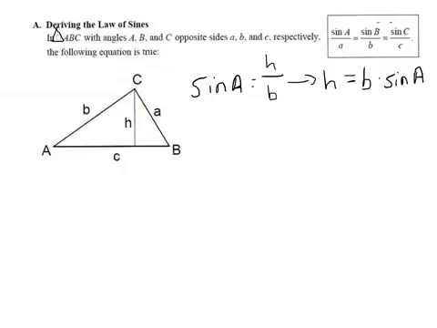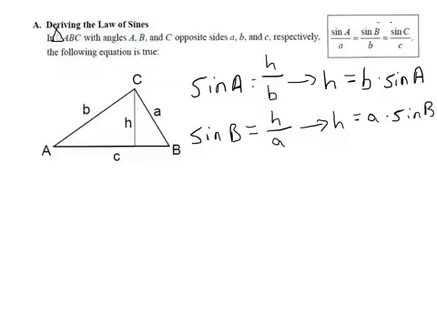We can also look at the right triangle on the right side, and from that triangle I can say that sine of angle B will equal the opposite side, which is H, over the hypotenuse, which in this case is lowercase a. Again, I solve for H, and in this case I would get H equals lowercase a times sine of B. Pause the video here if that does not make sense.